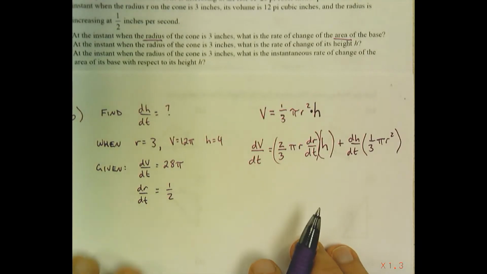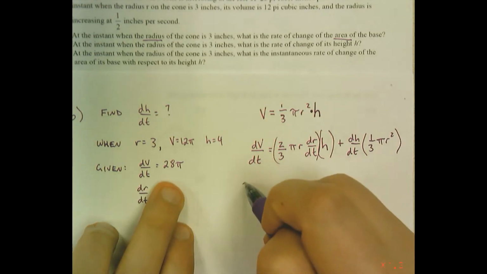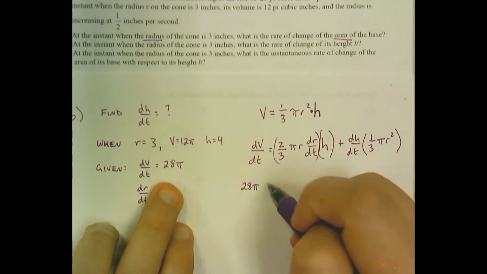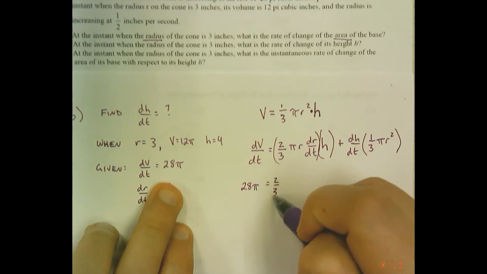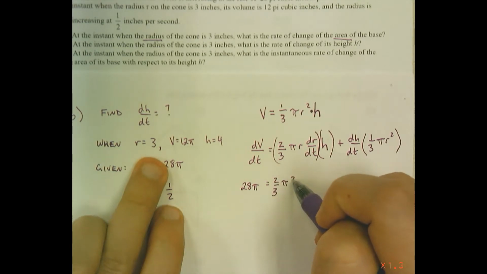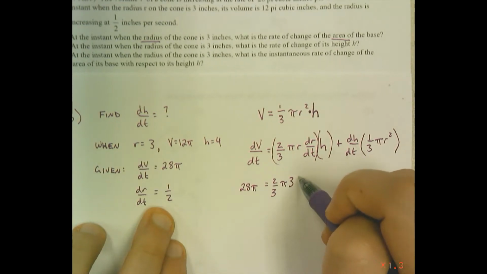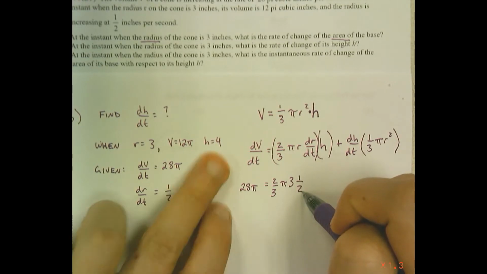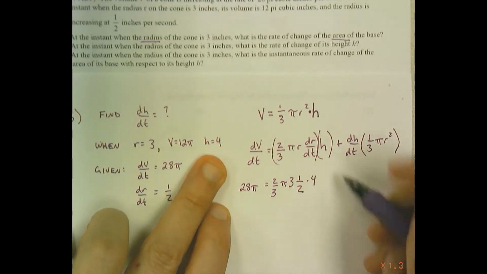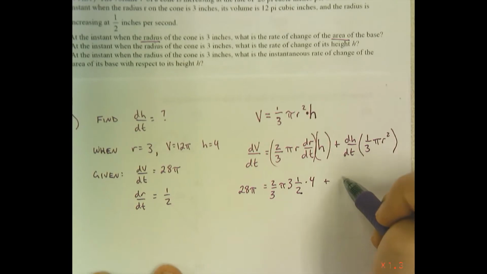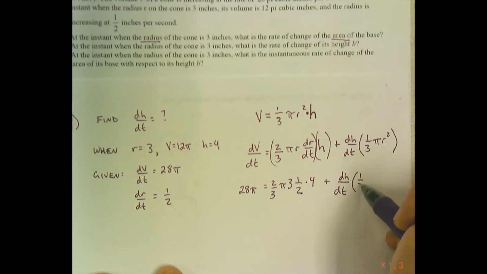Okay, then let's start plugging in all the things that we know. 28 pi is our dV dt. 2/3 pi radius dr dt times height plus our unknown was dH dt times 1/3 pi radius squared.